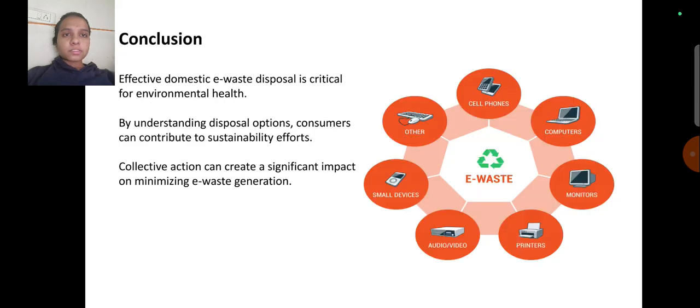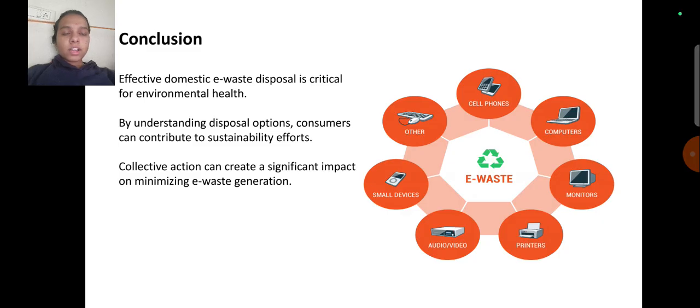And next, the conclusion about e-waste disposal management. Effective domestic e-waste disposal is critical for environmental health. By understanding disposal options, consumers can contribute to sustainability efforts.